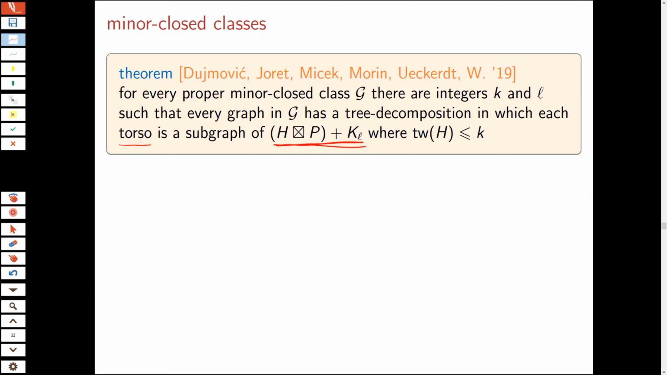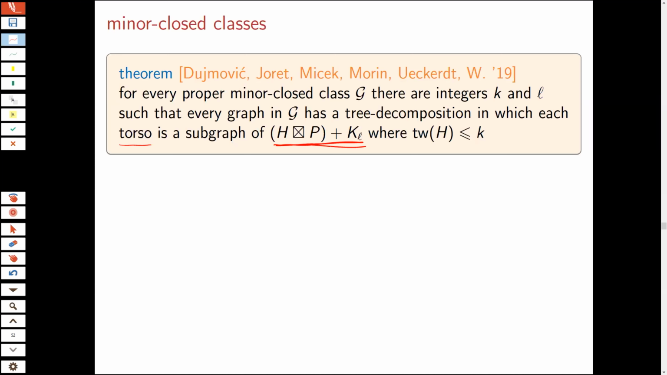Torso means you take a tree decomposition of your graph, and for each bag, or each node of the tree X, you take the set of vertices at that node and add an edge between any 2 vertices in that bag where those 2 vertices both appear in any neighboring bag. So that's the torso, and each torso is very nicely behaved.